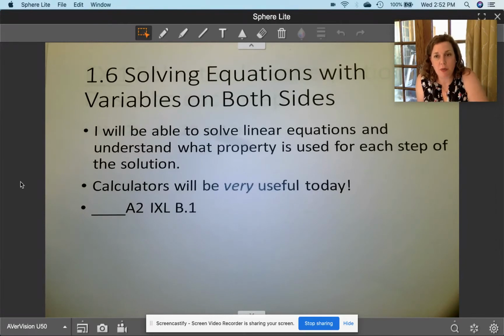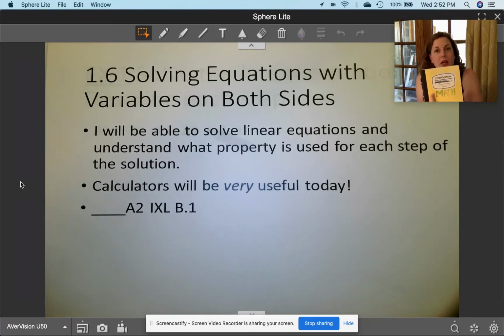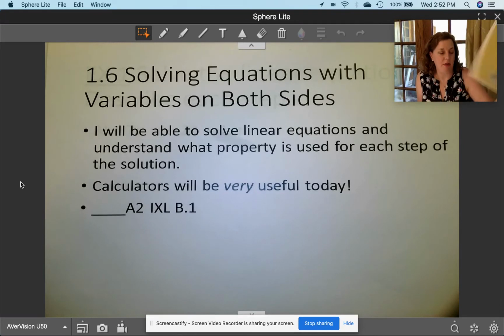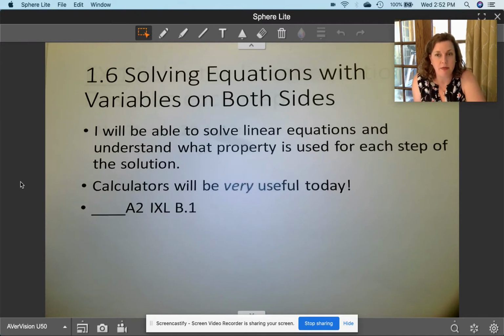This is section 1.6. Again, you're already writing down the title in your notes. And today we're looking at equations with variables on both sides. And this is where it can get a little bit complicated, and I notice a lot of issues with students. And again, the goal is to make things as simple as possible.